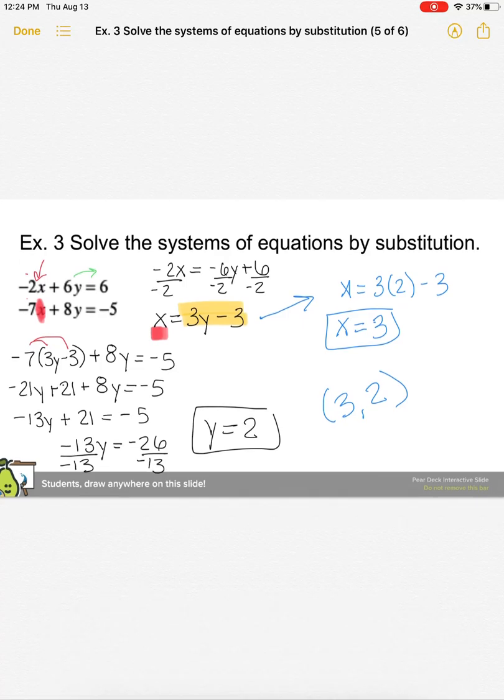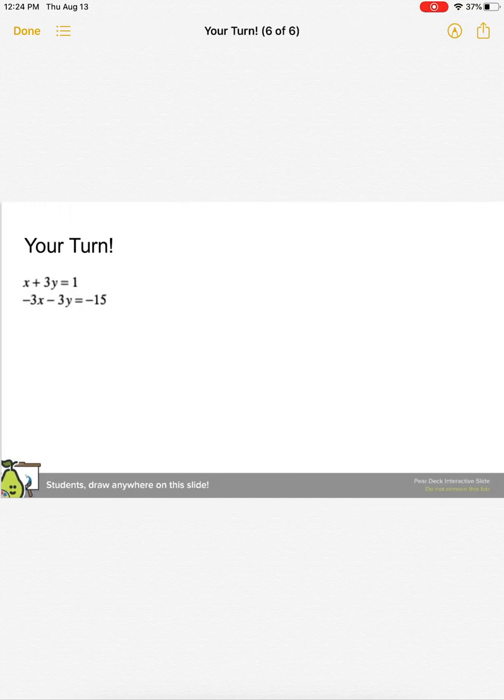All right, now you guys are going to have an opportunity to try one on your own. You can get x by itself, you can get y by itself. Go ahead and take a few minutes. You can pause the video. I want you to attempt this on your own, and then when you're done, I want you to check it. So pause your video, work it out, and try it.